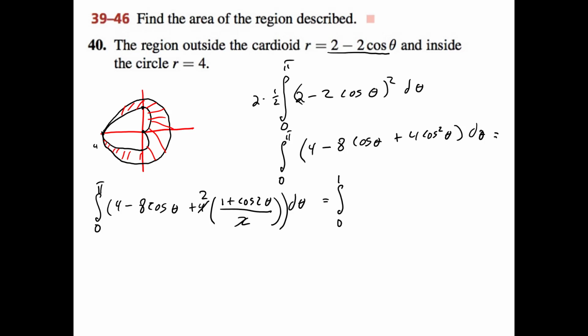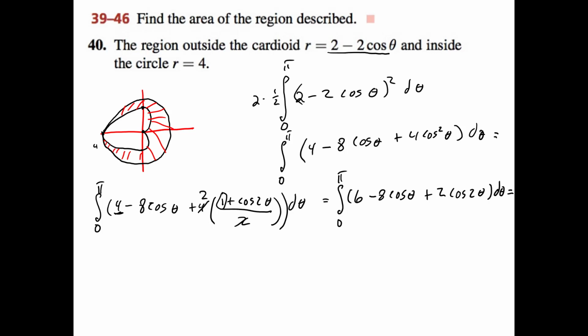Now we have the definite integral from 0 to pi. When I distribute the 2, I will get a 2 from this one, and I'll add it with this 4 over here. That will give me 6. So it's 6 minus 8 cosine theta plus, and then the 2 gets distributed to the cosine 2 theta, and we get 2 cosine 2 theta d theta.